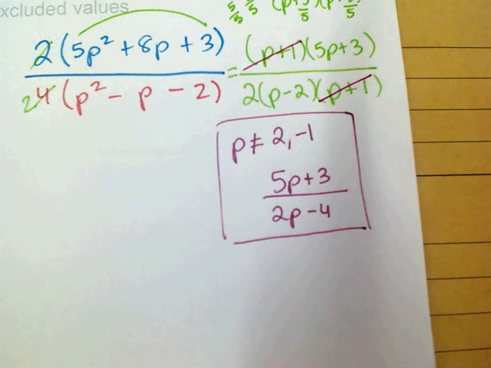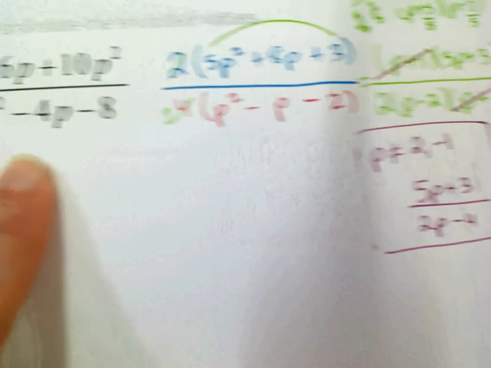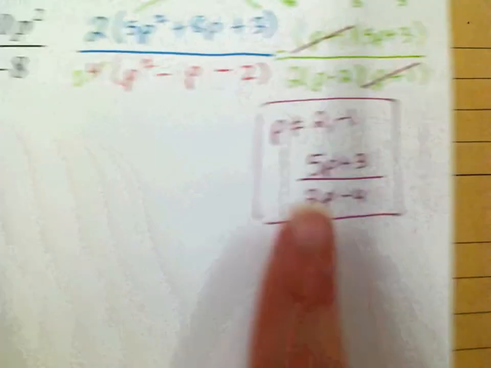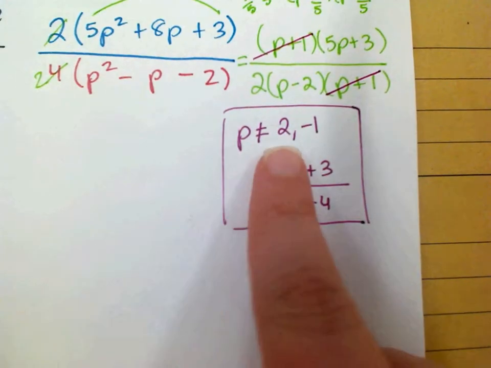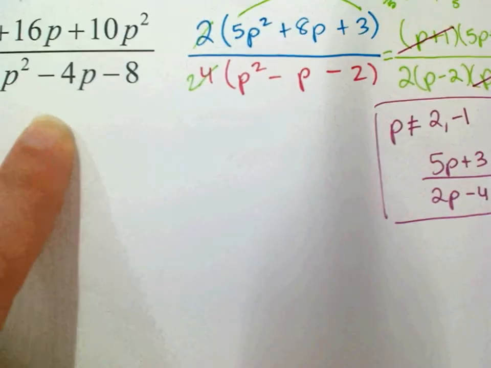Okay. So that is actually this, as long as p is not 2 or negative 1. Because if it is, then that is undefined. Does that make sense? Okay.